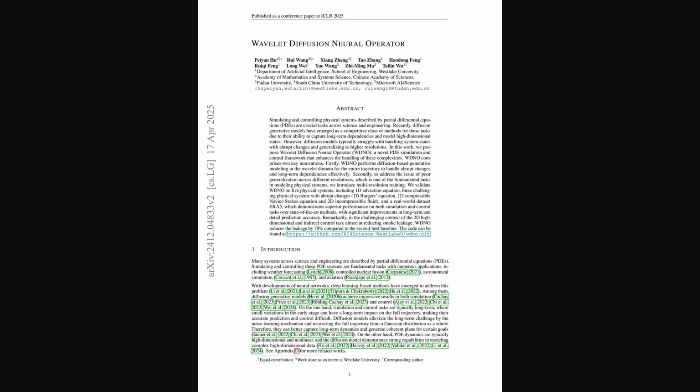It uses diffusion models, but cleverly applies them in the wavelet domain. This helps handle sudden changes in the system. They also introduce multi-resolution training to make it better at generalizing across different scales. It looks quite promising for both simulation and control tasks.